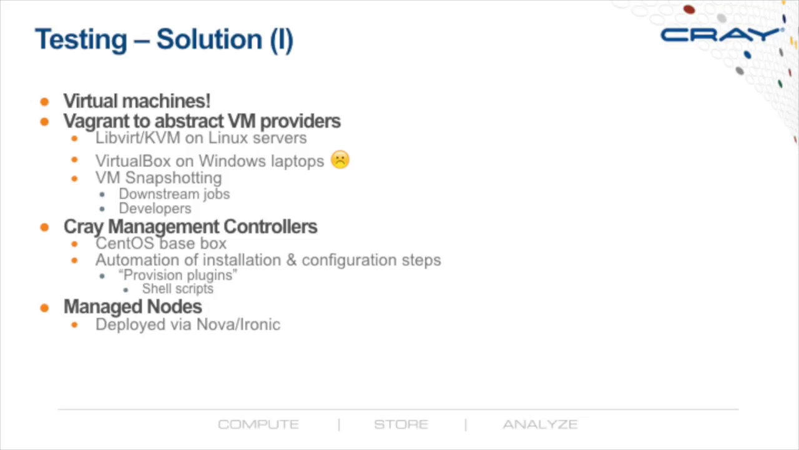So, virtual machines to the rescue. We use Vagrant as an abstraction layer to abstract away the different providers of virtual machines. So on our Linux servers, we typically use libvirt and KVM. For those of us who are blessed with Windows laptops, we usually use VirtualBox.